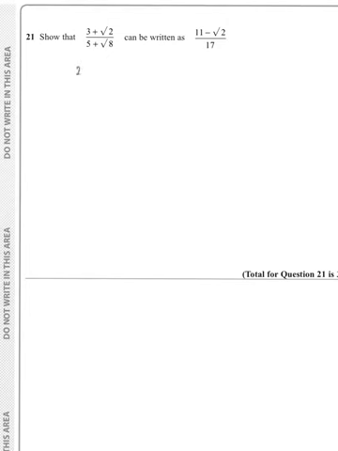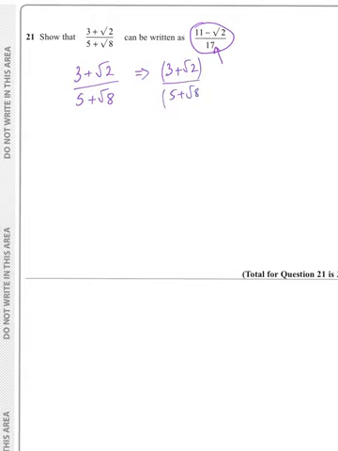Question 21. We have 3 plus root 2 divided by 5 plus root 8. And we've got to write this as given, and we can notice here that the denominator is a whole number. So the best thing to do is to rationalise the denominator. Now, the best way of doing that is to times by the same number, and in this case 5 minus root 8. And the reason we can do that is because 5 minus root 8 divided by 5 minus root 8 is 1. And like I said before, if we times a fraction by 1, we get the same value.